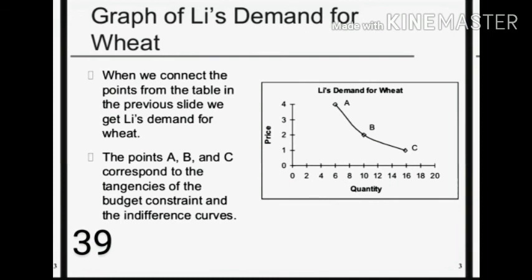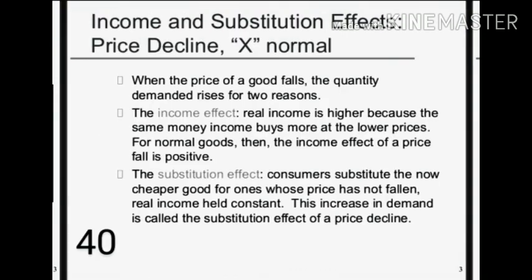Graph of Lena's demand for wheat. When we connect the points from the table in the previous slide, we get Lena's demand for wheat. The points A, B and C correspond to the tangencies of the budget constraint and the indifference curve.